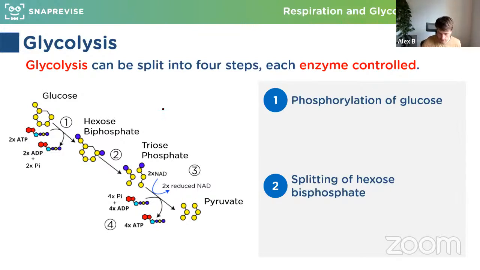So the first step, step 1, is phosphorylation of glucose. So this means adding phosphates to glucose.